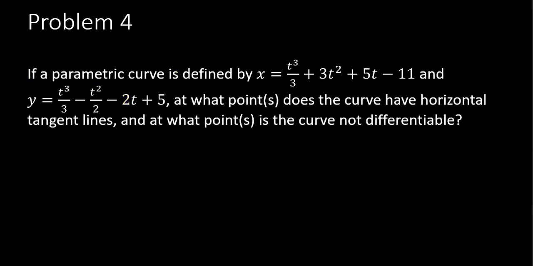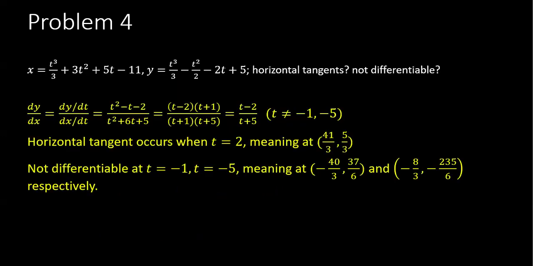Problem 4. If a parametric curve is defined by this guy, x is this guy, and y is this guy, at what point or points does the curve have horizontal tangent lines? And at what point or points is the curve not differentiable? So it has horizontal tangents when dy dx is equal to 0, not differentiable when dy dx is undefined. Okay, so let's find dy dx. dy dt over dx dt once again. The dy dt is just the power rule, right? It'll be t squared minus 2t minus 2. dx dt, again, power rule, will be t squared plus 6t plus 5.